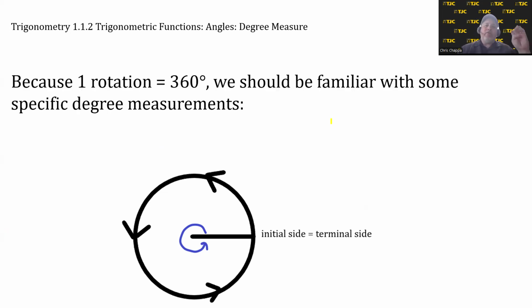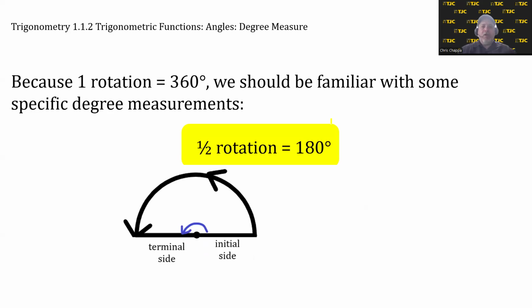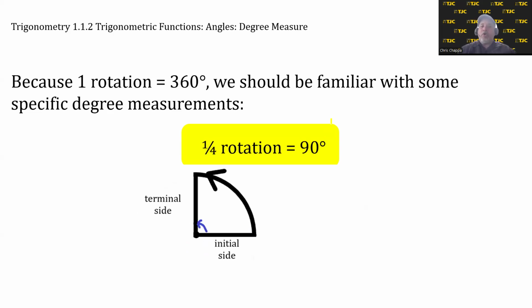Now, because one rotation equals 360 degrees, we should be familiar with some specific degree measurements. 180 degrees is half of a rotation, a semicircle, if you will. 1/4 of a rotation is 90 degrees. Just make sure you know those two off the top of your head.